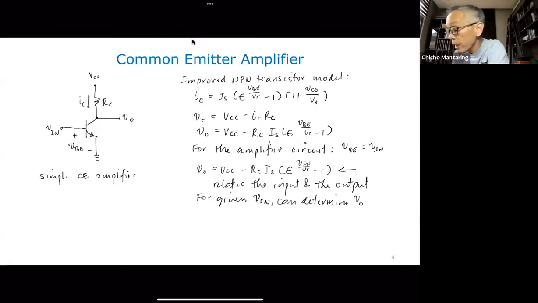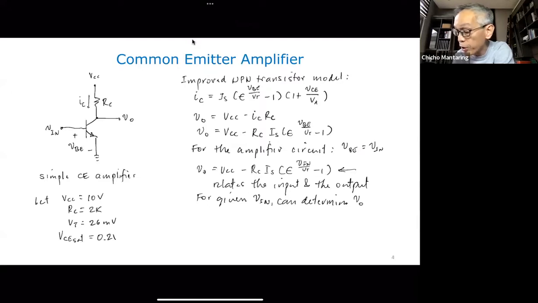Okay, I'd like to ask you to do this exercise using your calculators, and also to test you on basic concepts. So let's assume these parameters. Let's say VCC equal to 10 volts. Let's say RC equal to 2K, 2 kilo ohms. Let's say V sub T is equal to 26 millivolts. And then let's make VCE sat equal to the silicon saturation voltage, which is 0.2 volts.